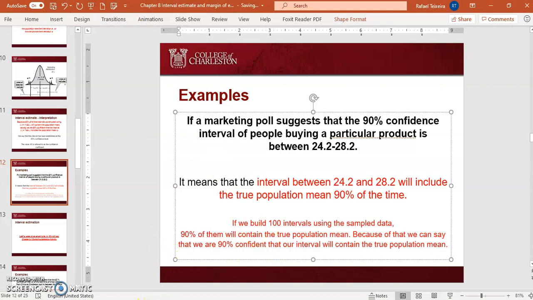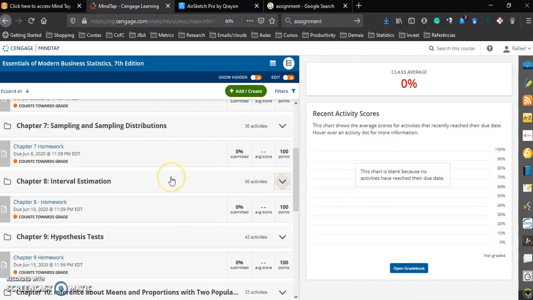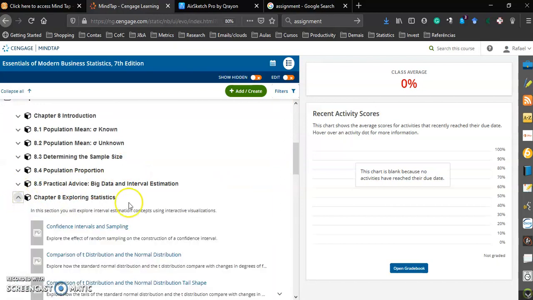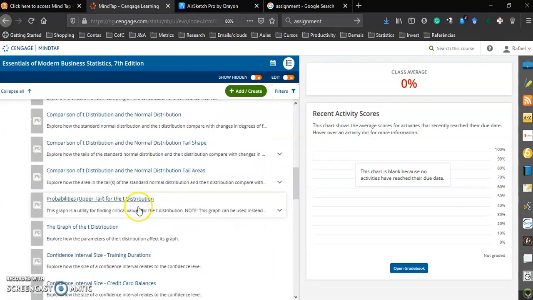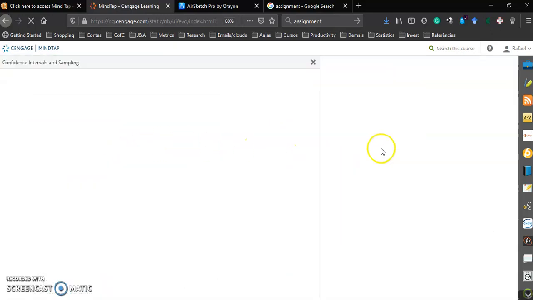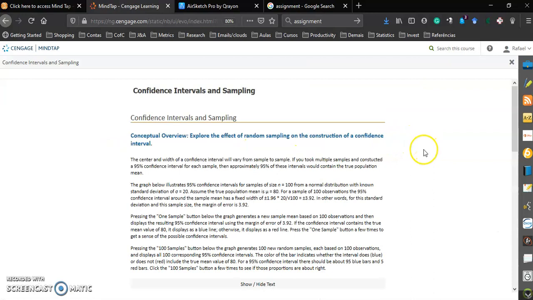Let me show you one example in MindTap. Again, MindTap is really good because it gives us some nice applets to visualize. So we are in chapter 8, and in chapter 8 we have Exploring Statistics, and here in Exploring Statistics we have confidence interval and sampling, the first one.